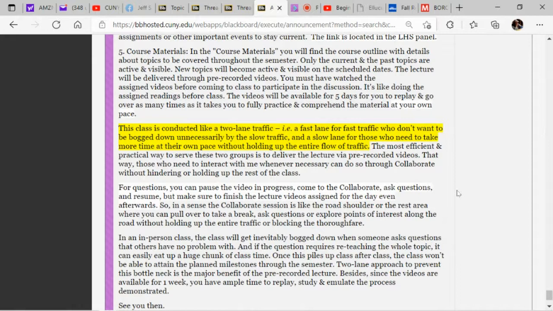So if you are a slow-moving vehicle, you should stay in the slow lane so that you won't slow down or bog down the fast-moving traffic. Slow traffic is like someone who needs to take more time. So if you need to ask questions, you need to pull over to the side of the road, the shoulder, or if there's a rest area, you go to the rest area and stop there. Then you can take a rest, take your time, replanning your route or whatever.